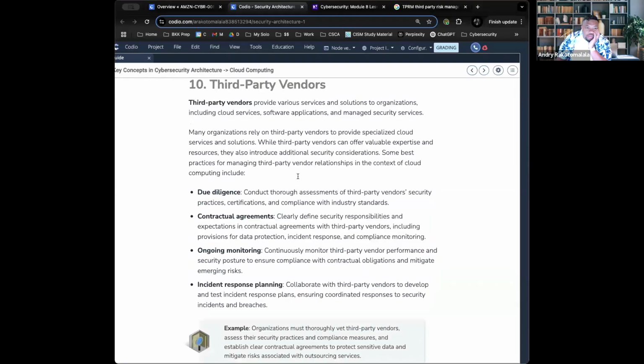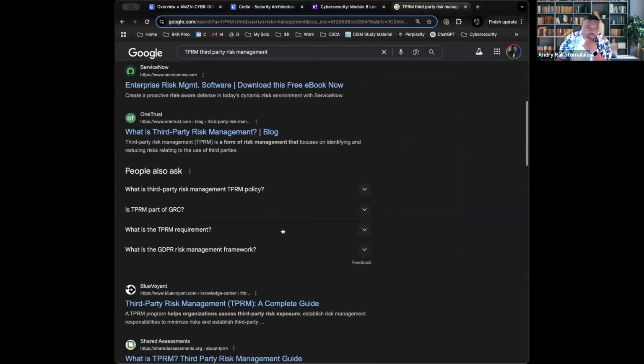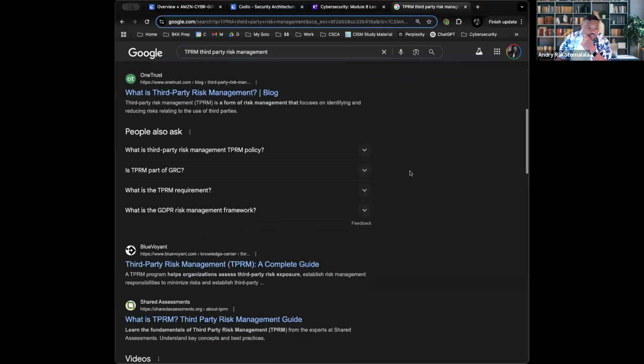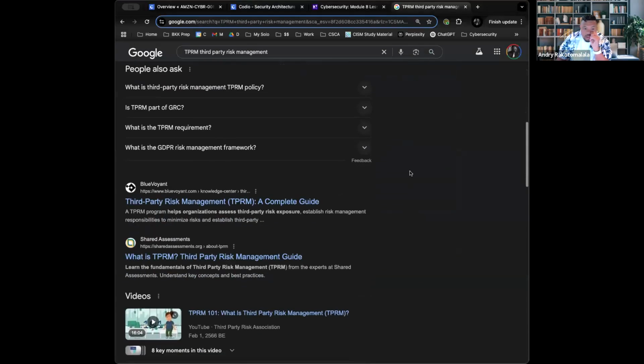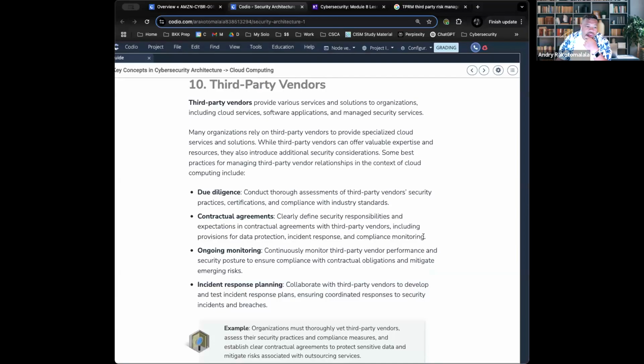So we did talk about third-party vendors, right? And like I mentioned, TPRM is a whole role in and of itself. So if you're interested in that, I would suggest you take a look at it. It's a good job. It's needed. And if you're working for a big organization, it'll come very much in handy.